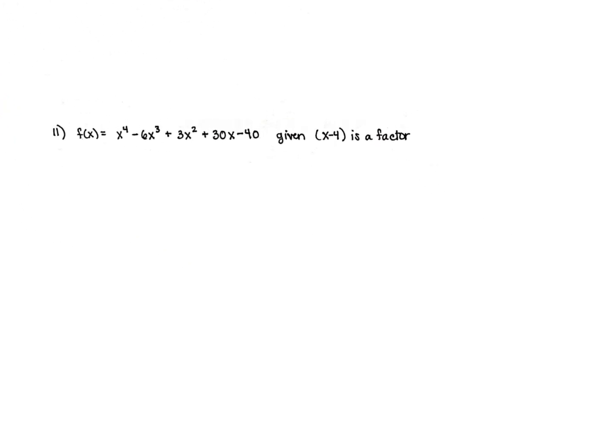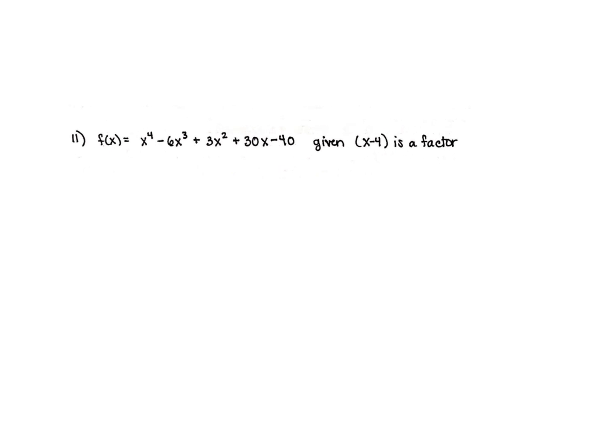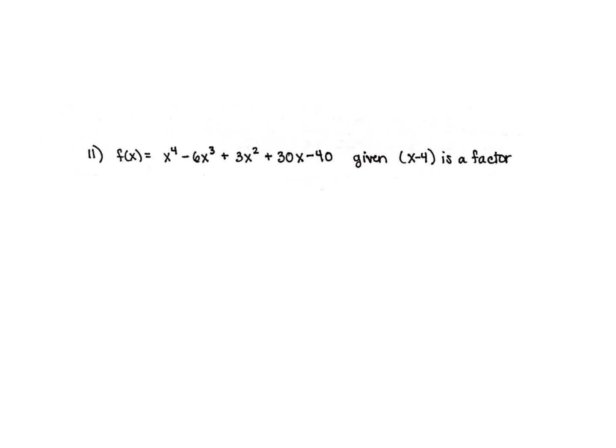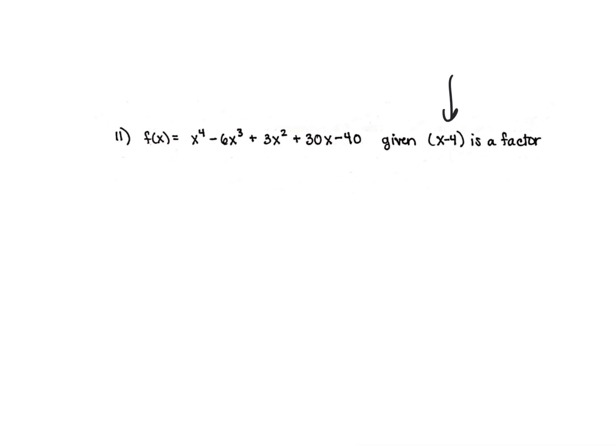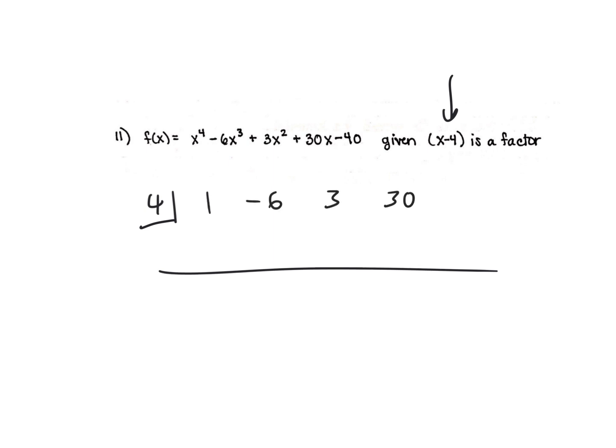Finally, number 11. So they're kind of giving you a hint that this is one of the factors, so that will be in the final answer. This is their way of saying use synthetic division. So we would be putting 4 in there. Do we need any placeholders? No, we do not. So we have 1, negative 6, 3, 30, negative 40. Drop that down. We have 4, negative 2, negative 8, negative 5, negative 20, 10, 40, and we have a 0.